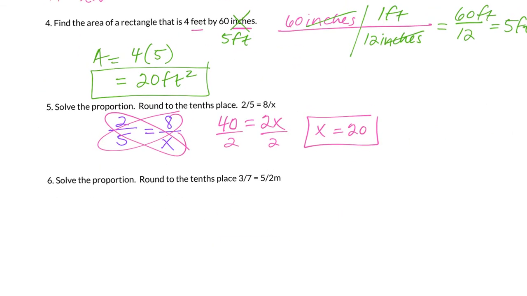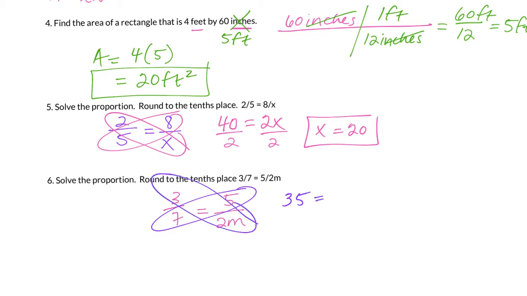All right, the next problem is we have 3/7 is equal to 5 over 2m. So again, we're going to cross multiply. 7 times 5 is 35, and then we multiply the other diagonal to get 3 times 2m, which is 6m. So then we divide by 6 on both sides. This time it doesn't go into it evenly. m is equal to 5.83 repeating, but if you look back at the instructions, it says round to the tenths place.